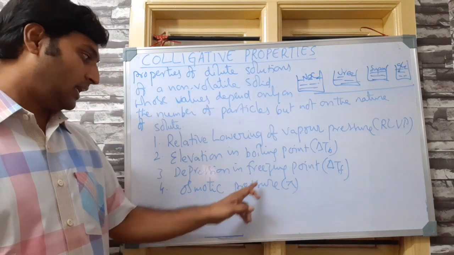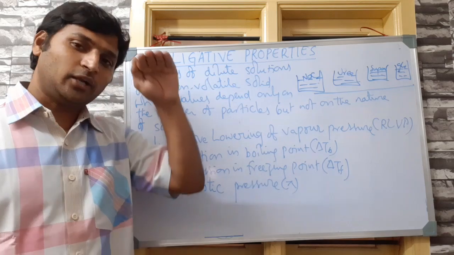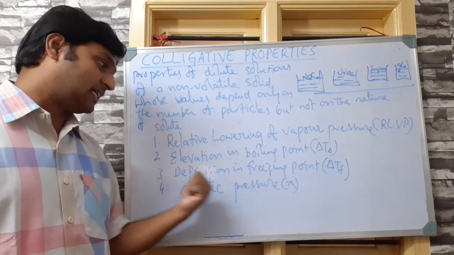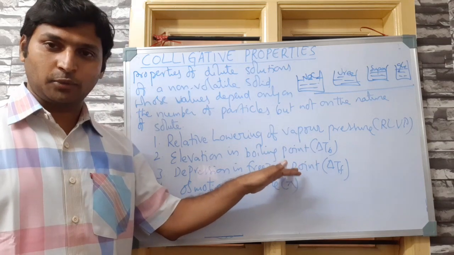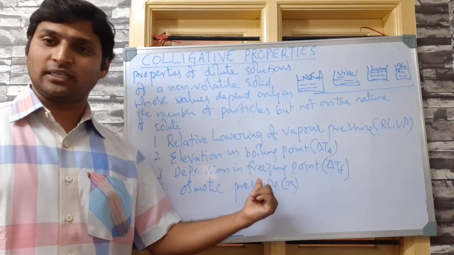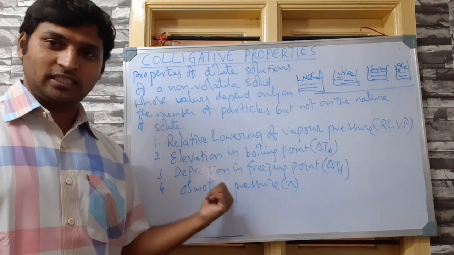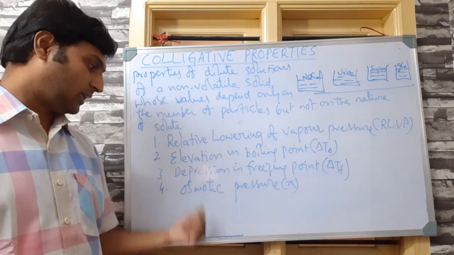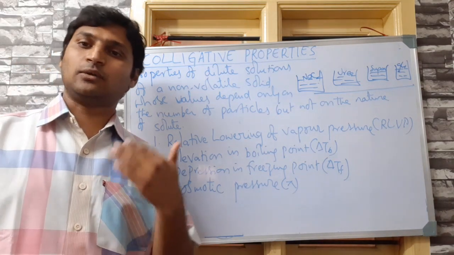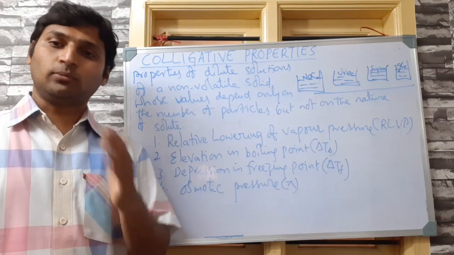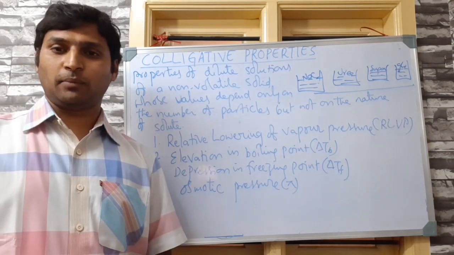Clear? Similarly, when you add a non-volatile solid solute to a liquid, its freezing point will decrease. How much it has decreased is called depression in freezing point. Again, freezing point is not a colligative property. Depression in freezing point is a colligative property. Lastly, osmotic pressure. I will introduce what is osmosis and what is osmotic pressure, though you might have heard it already. Then we will understand how that is a colligative property also.